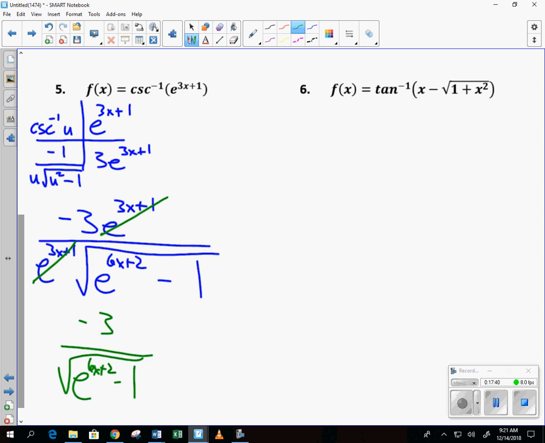You are not dumb. Watch. E to the 3x plus 1 quantity squared. If you have a power to a power, what do you do? Multiply. Convinced?